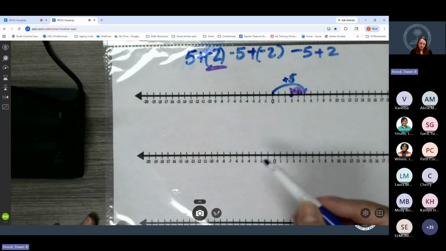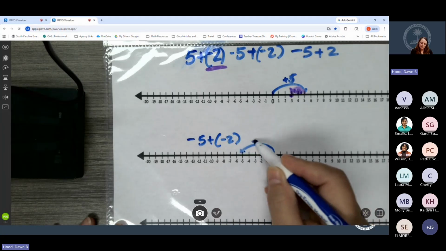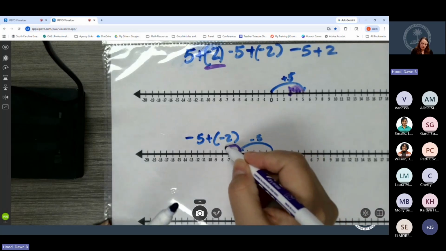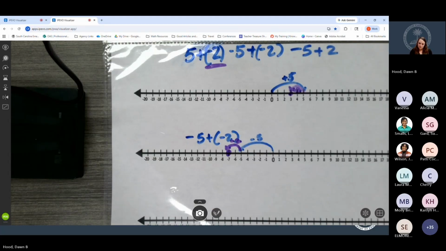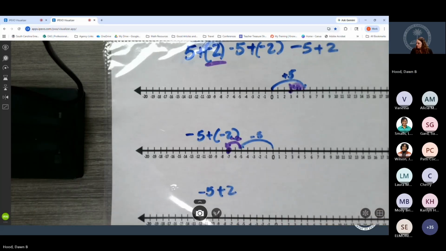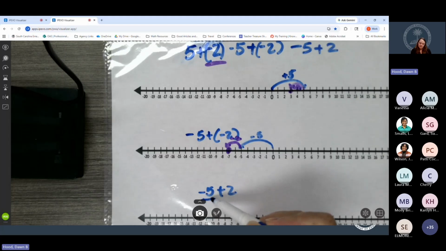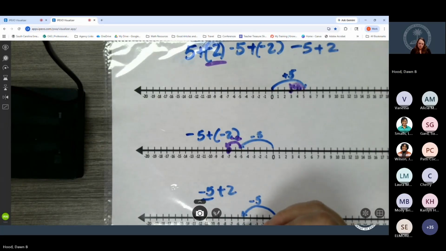All right, so the second problem we'll do -5 plus -2, which would just move us to the left 5, and then 2 more to get all the way to -7. And the last problem, -5 plus 2. Okay, so which way are we going to go first? First number is negative, so we'll go left to -5. Now, if I'm adding +2, go underneath this time so you can actually see what I'm doing. So that gets me back to -3.